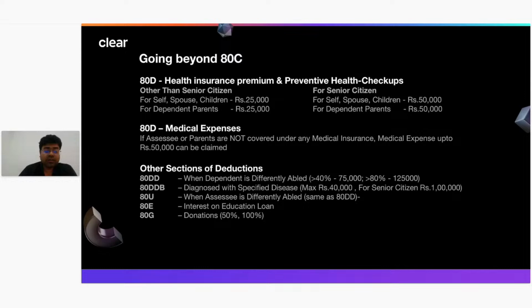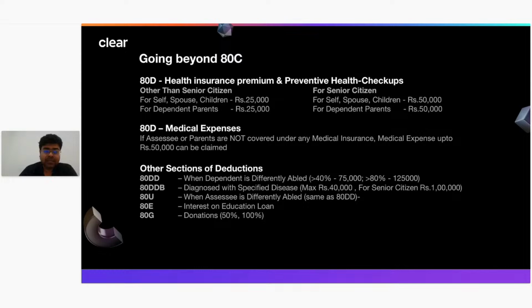The other section of deductions is 80DD, which actually talks about if any dependent of the taxpayer is differently abled. If the disability level is more than 40% but lesser than 80%, in that case, for maintenance you can claim up to 75,000 rupees. If the disability level is more than 80%, then you can claim maintenance of 1,25,000 rupees.